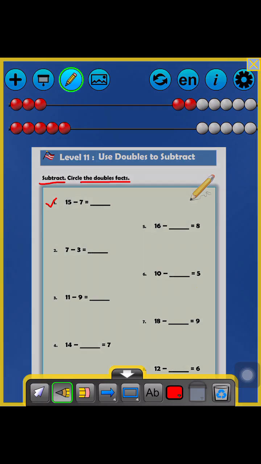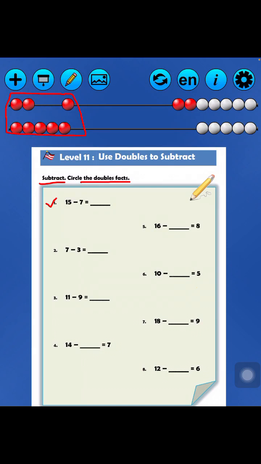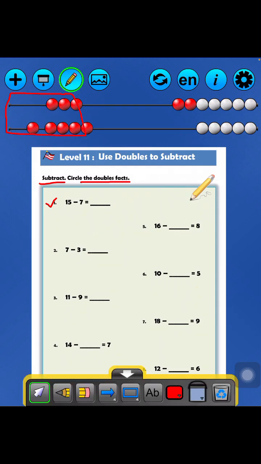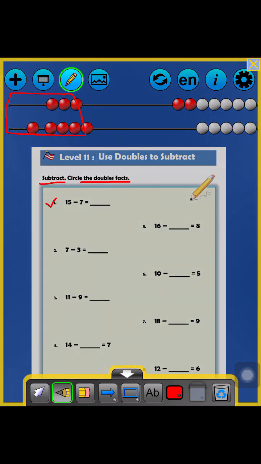And now we count how many beads are still on the left hand side. 1, 2, 3, 4, 5, 6, 7, 8. That means there are still 8 beads on the left hand side. And we write down 8. In this question, do we use the double fact to find the answer? No, we didn't use the double of 7. Indeed, it is 7 plus 8 equals 15. So it is not a double fact. We don't need to circle.